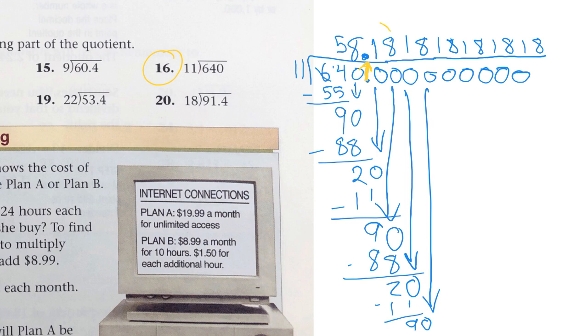Now, the quotient, we only need this part of the quotient. We don't need the rest of these 1818s. And then to completely finish it off, we'll put the repeating line over the 18. So the final quotient is 58 and 1800ths repeating. So that's how we can work those repeating ones out.